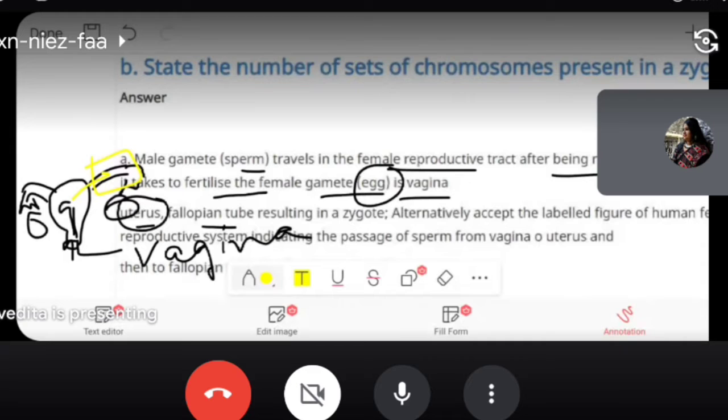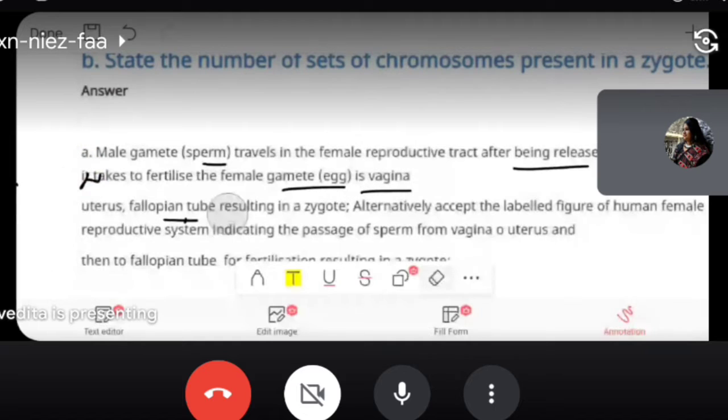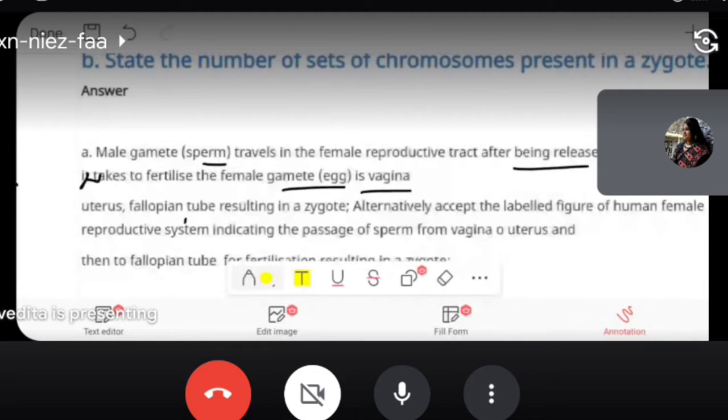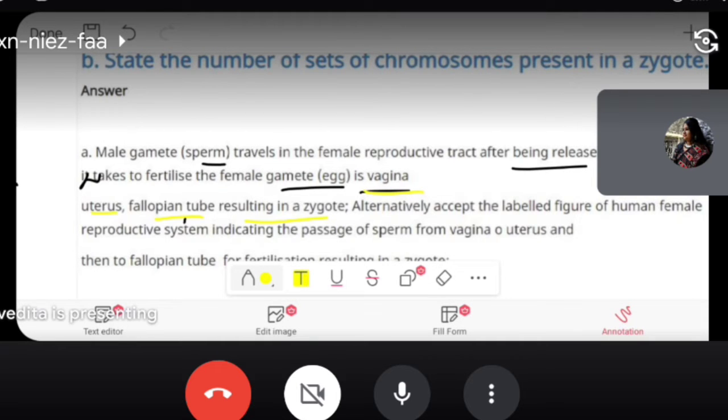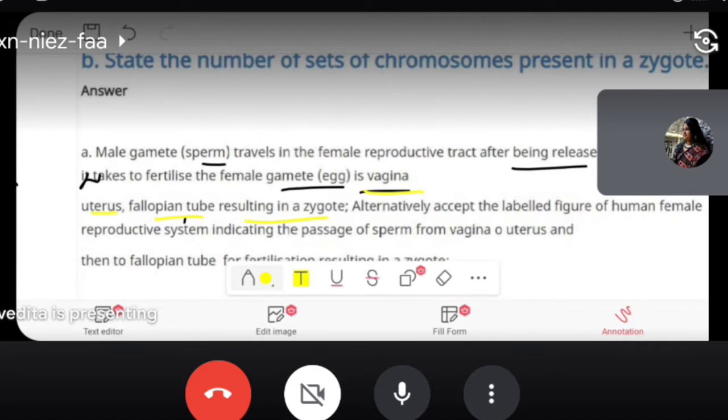Okay, so see, if I clear this, then at first, if I write the path, first will be the vagina, after that the uterus, then the fallopian tube, resulting in a zygote. Inside the fallopian tube we know that the sperm and egg will be fertilized and they will make the zygote.